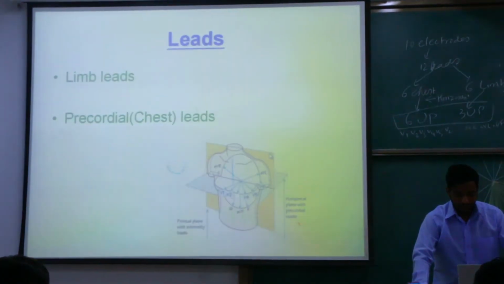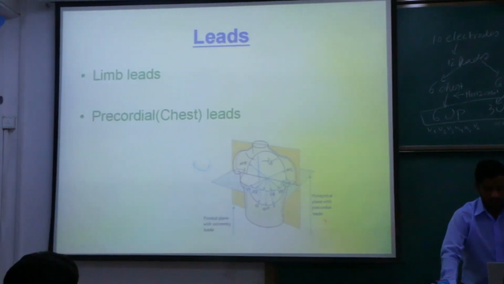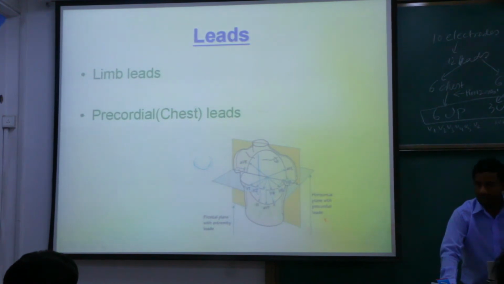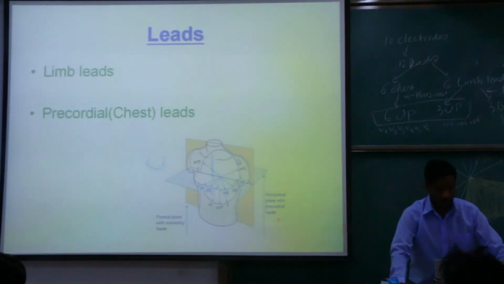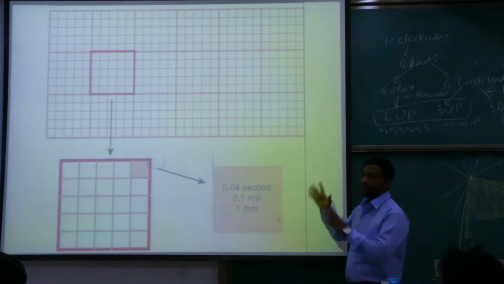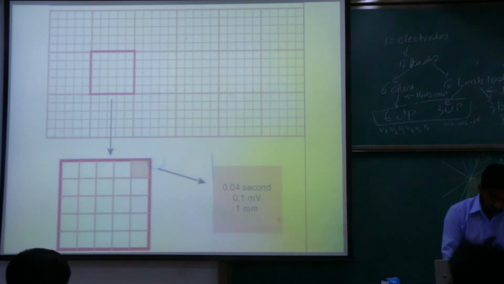Okay, so now you can see that we have got the frontal plane here, and then we have got the horizontal plane here, and this is how we can see the different areas of the heart through these 12 leads created by the 10 electrodes. Now, the next part of our class today is to learn about this ECG paper. So let's go for the ECG paper here.